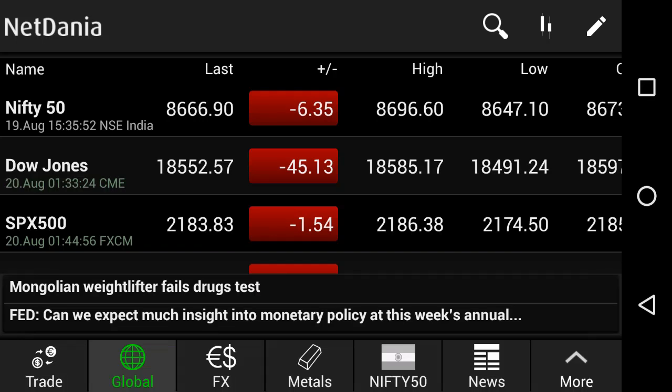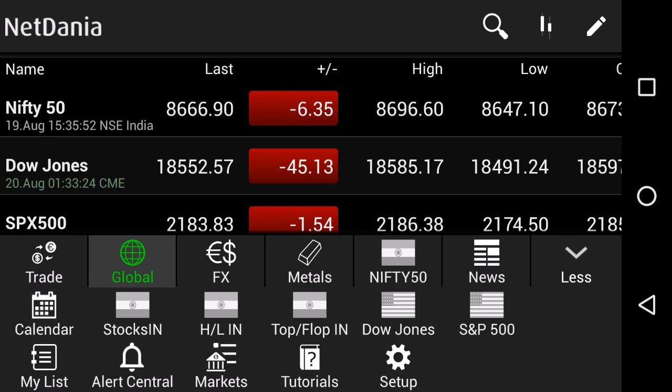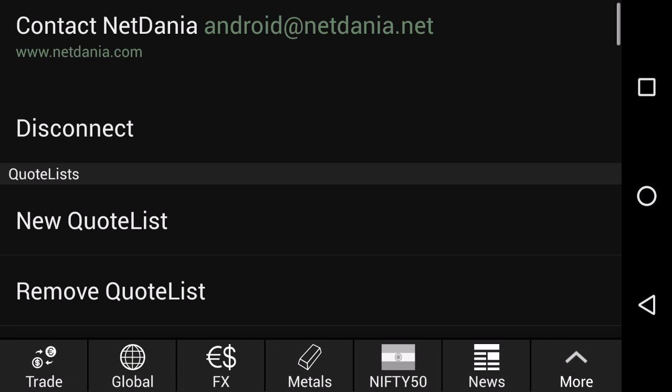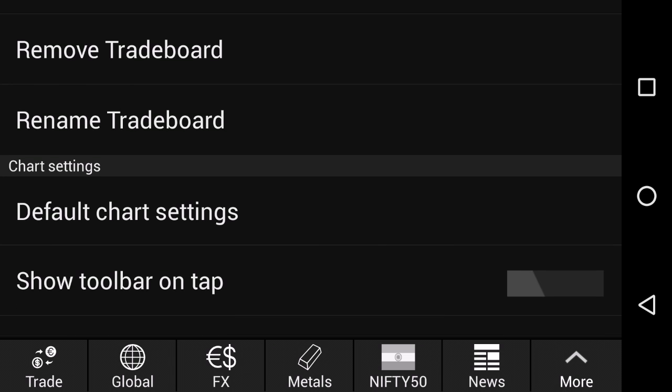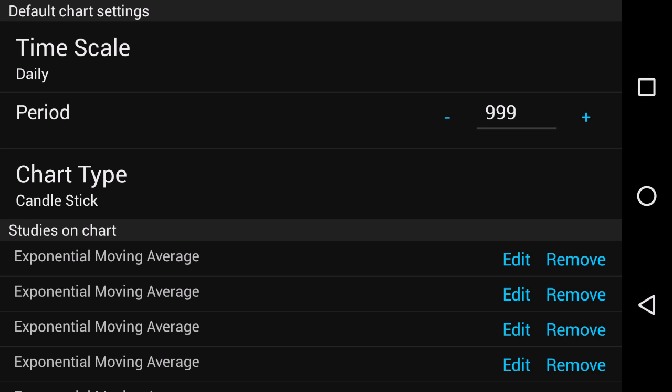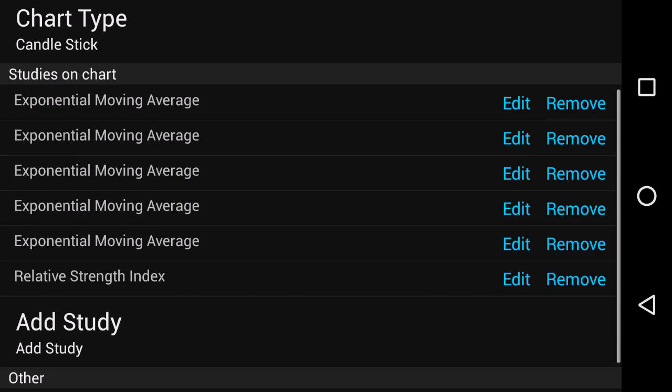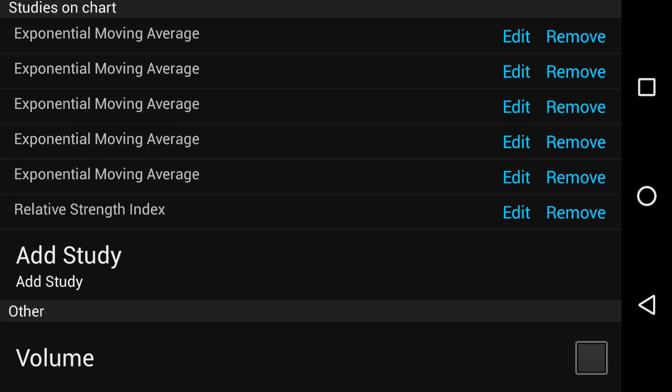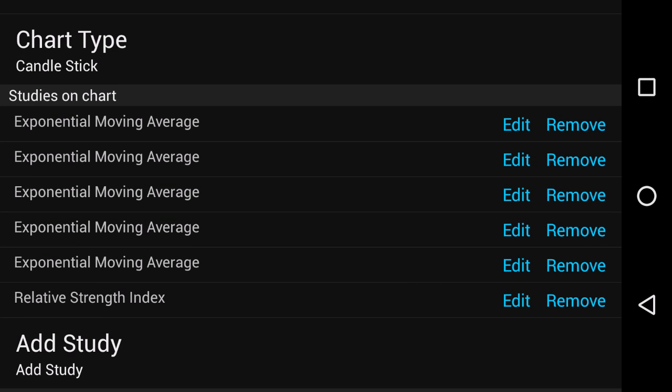Okay, hi. Open NetDania, then go to settings. Maximum number of days, the chart is 1000. You can edit here. You can add moving averages, which way you want to use.